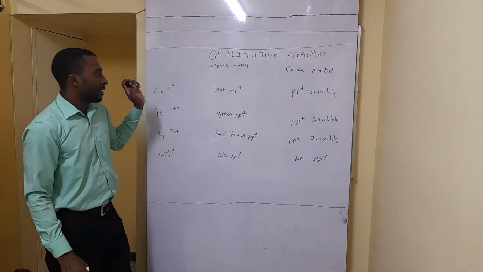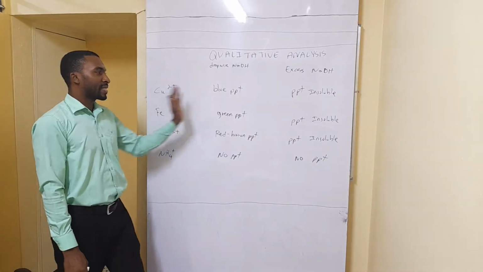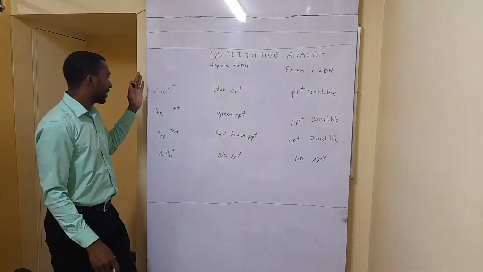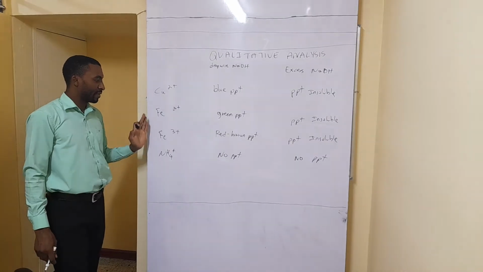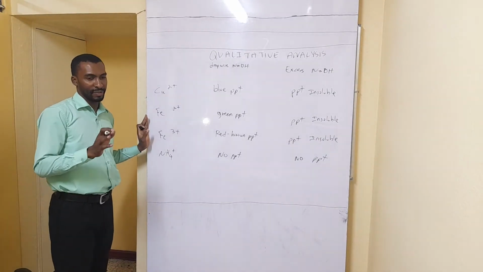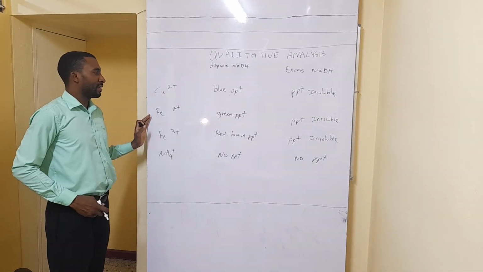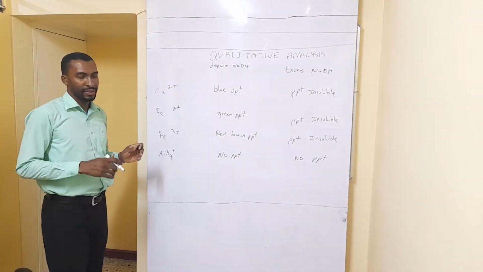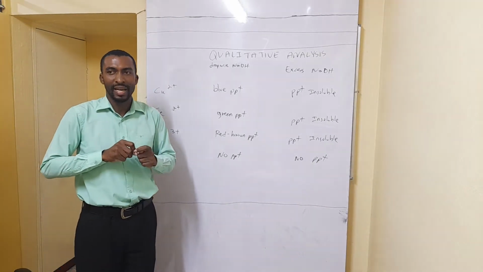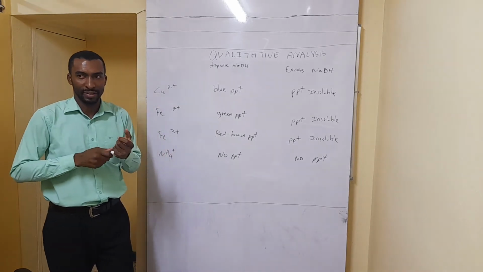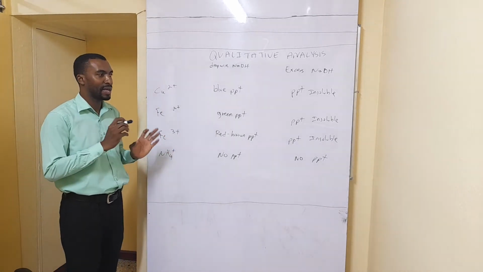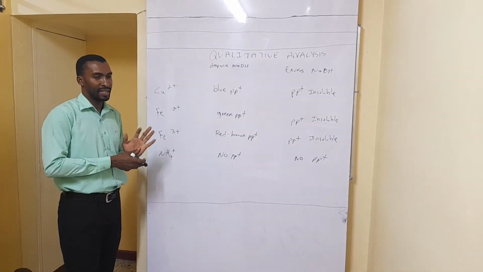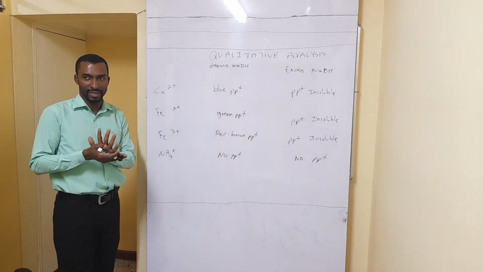As you can see, the precipitates for these three metal cations, the copper, iron 2 and iron 3, are all insoluble. The reason is that copper, iron 2 and iron 3 are transition metals and all form basic hydroxides. They are not amphoteric, meaning they do not react with excess base.